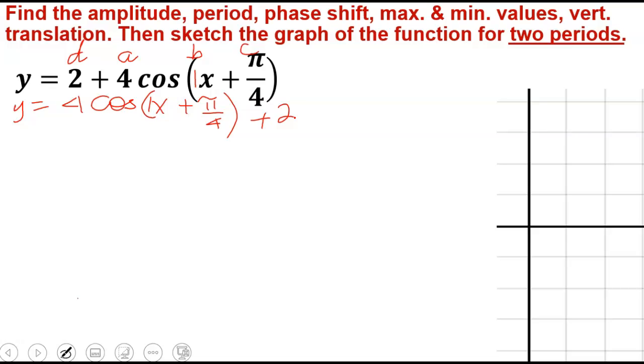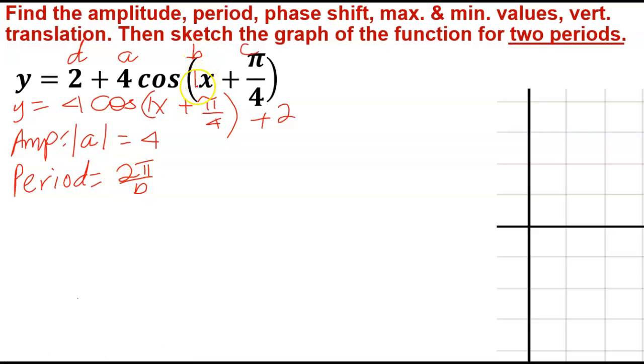But anyway, we have to write the amplitude. The amplitude right away we know is the number that is multiplying cosine or sine. So again, do not think the amplitude is 2. The amplitude would be 4. So the amplitude is the absolute value of A, which is 4. And then the period for cosine is 2 pi over B. Well, since B is 1, it's going to be just 2 pi.